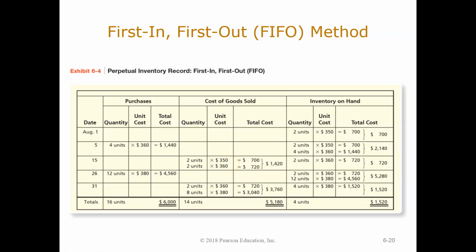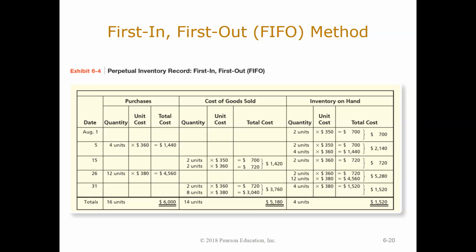Then I still have to account for 2 more because I sold 4. I'm going to go back to my inventory. Where's my little cursor? There it is. This layer is now gone. We used it up. I have to now go down to this layer and take 2 at $360 out of here and bring it over to cost of goods sold. So I have accounted for 4 sofas that I sold according to the first in, first out method. So if I do the math here, 2 at $350, 2 at $360, my cost of goods sold on this purchase is $1,420. So we've got that number.